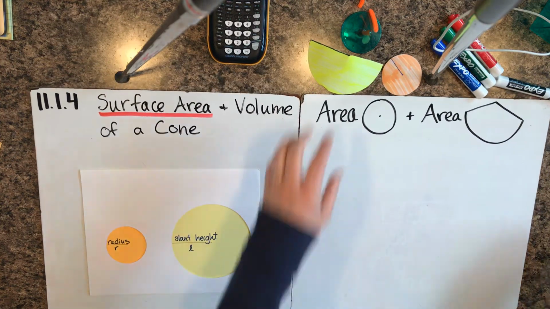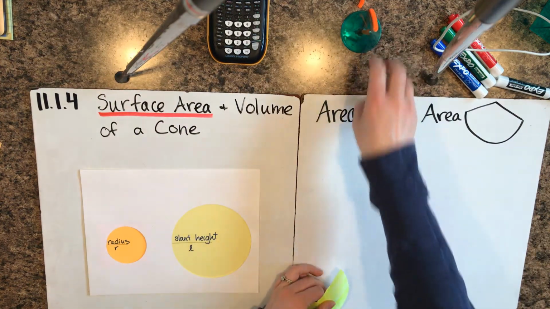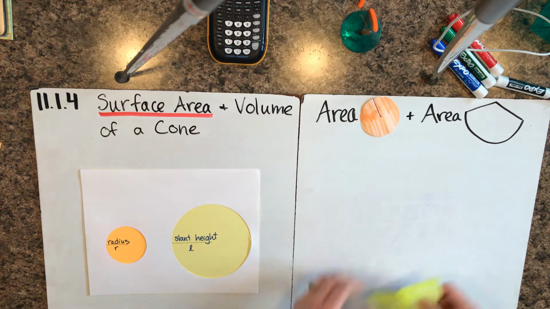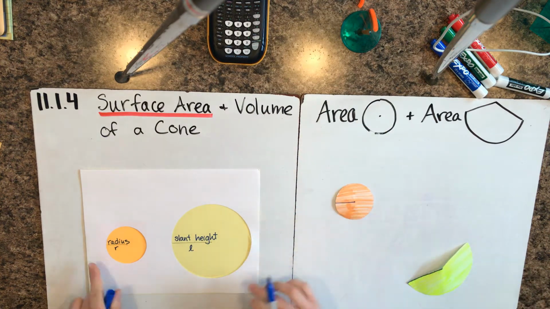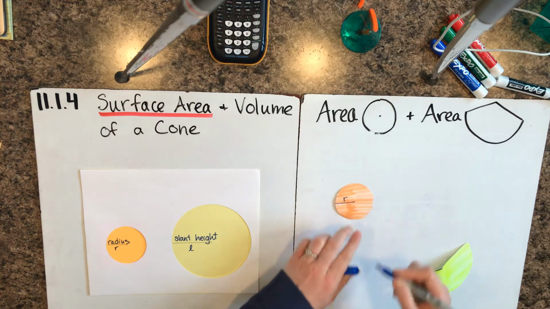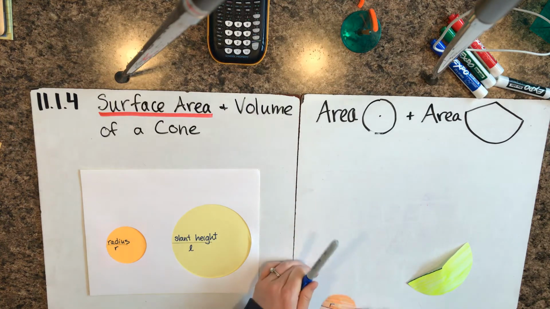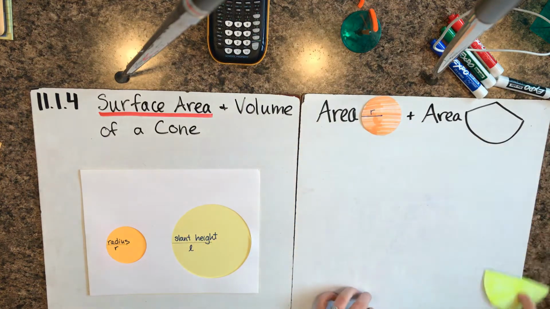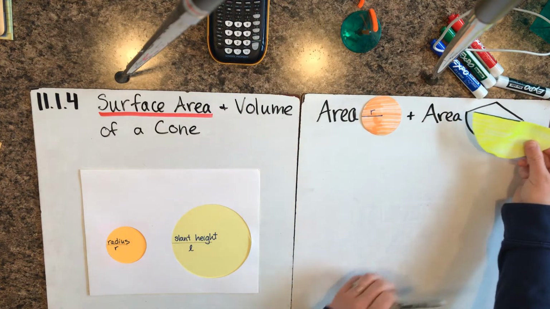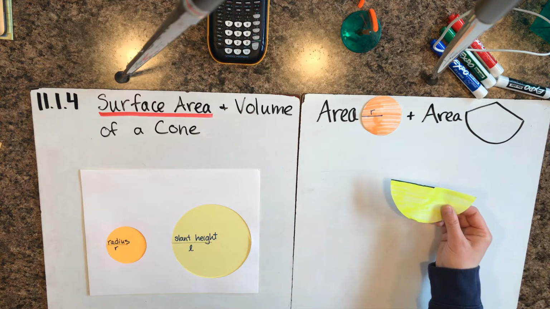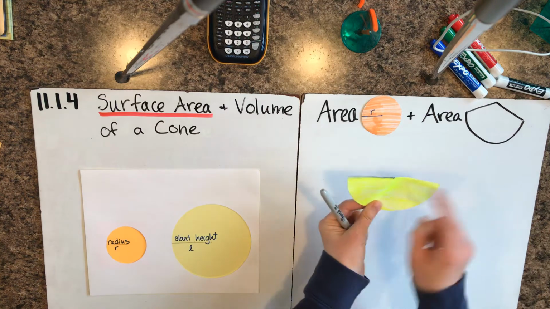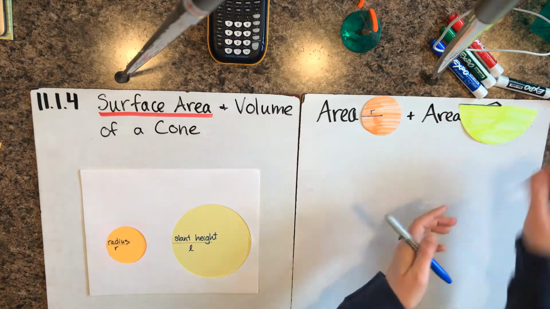I said we could add together the two faces. So we have our circle, the area of a circle, and again, this was the radius of the original cone. Then we're going to add that to the area of a sector. Mine looks like almost half of a circle. It's not quite half. That's just related to the relationship between the height and the radius. It won't always be so half looking.